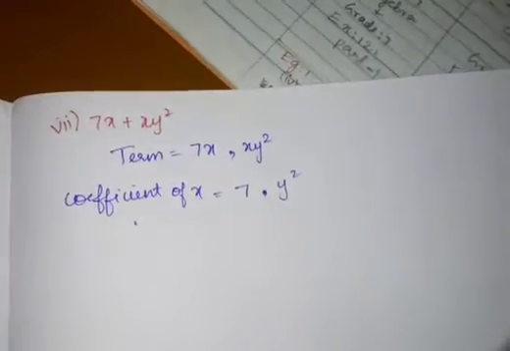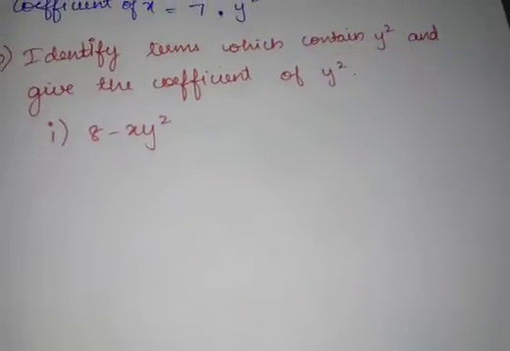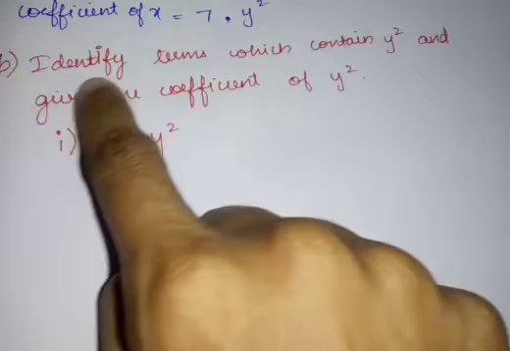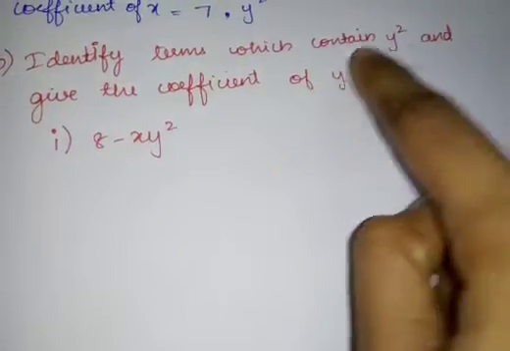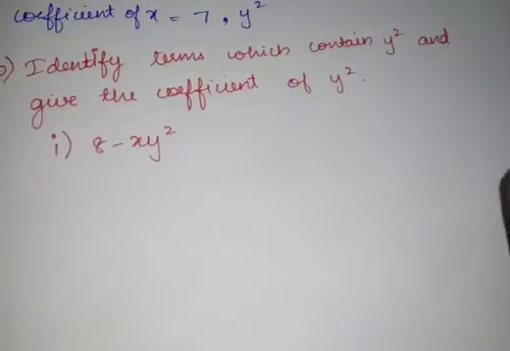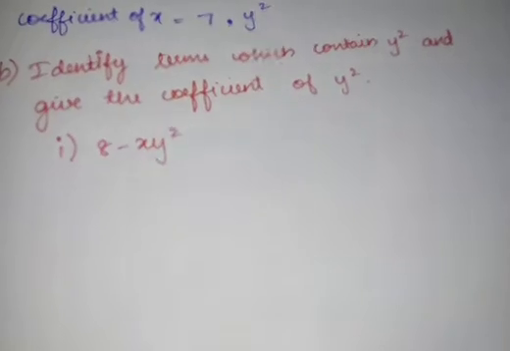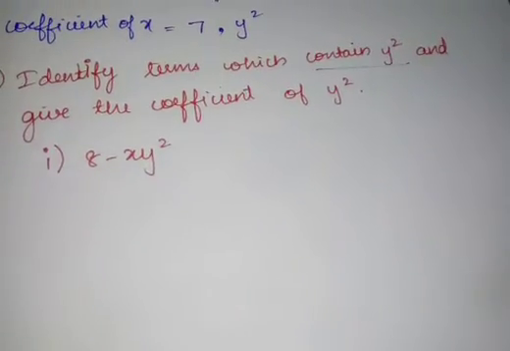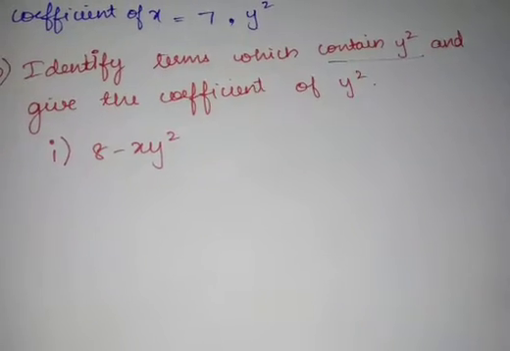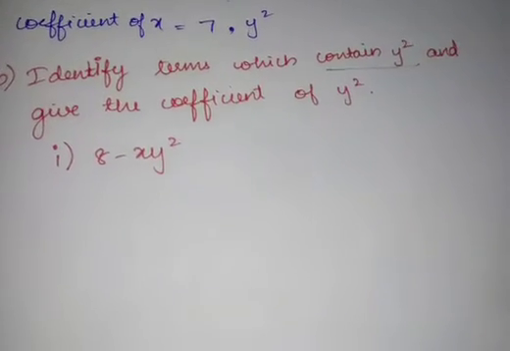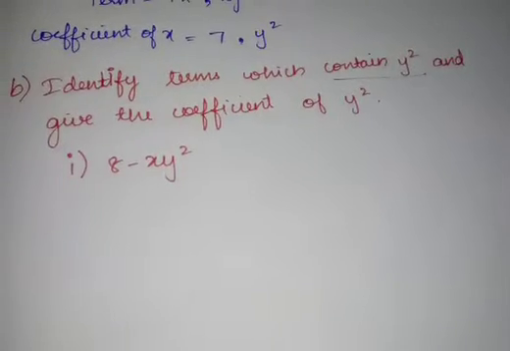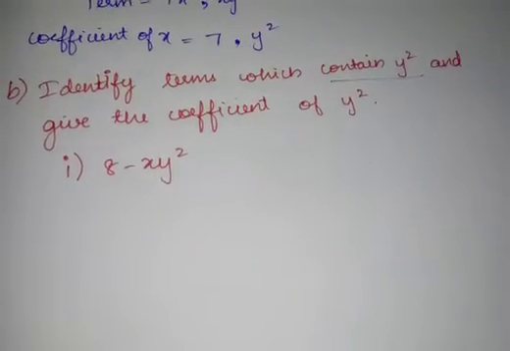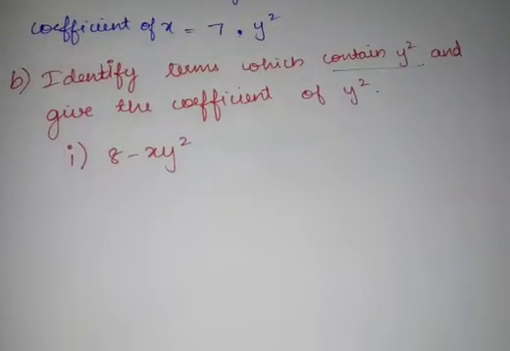Okay. Next is your B subdivision. The question is: identify the terms which contain y square. What was your last question? Identify the terms which contain x. Right. Here we are going to find the terms which contain y square and give the coefficient of y square. First we should find the term, then we should find the coefficient of y square.